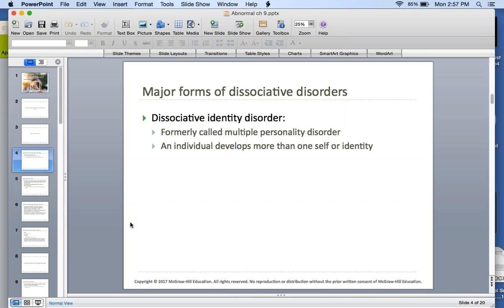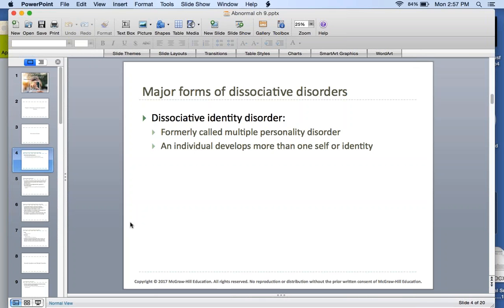Now, dissociative identity disorder used to be called multiple personality disorder. And often you'll hear people refer to it as that, even though it hasn't been called this officially in a long time. It does help us kind of conceptualize what this is. This is when an individual develops more than one self or more than one identity.